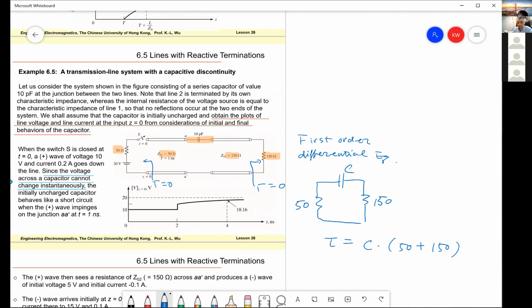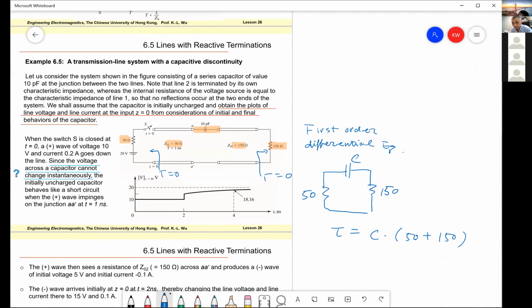So this we also know. Now we would like to find the voltage across the capacitor. For that we need to use the initial condition. Which initial condition do we use? We use the initial condition of the voltage across the capacitance.